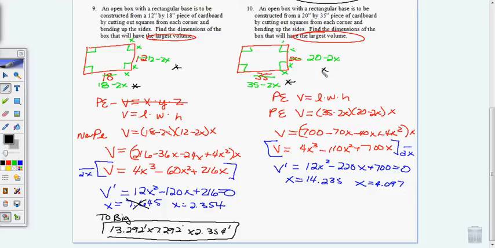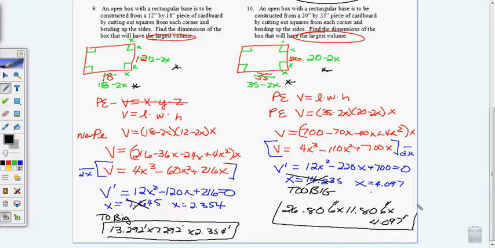Again, you've got to check. Check up here. Check up here. This is too big. So I have to plug that back in, and I should get answers of 26.806 inches by 11.806 inches by 4.097 inches. Okay, that should take care of page 2 of the review. Hopefully.